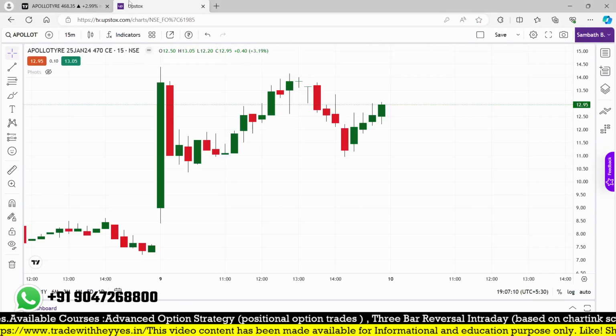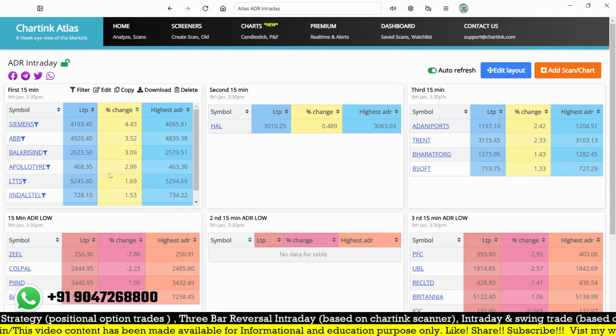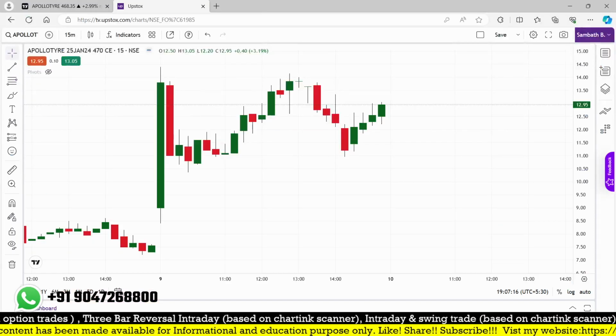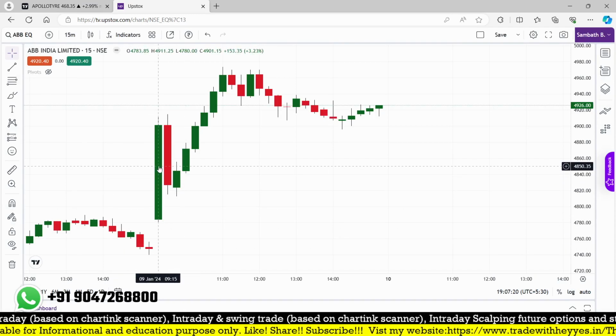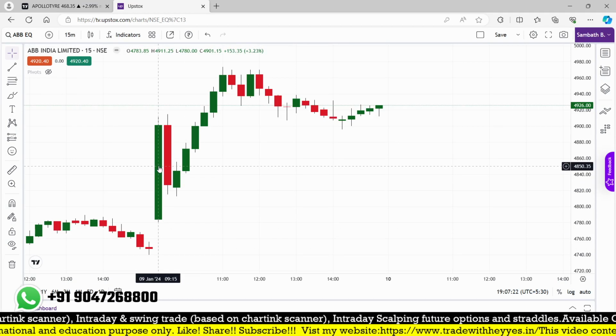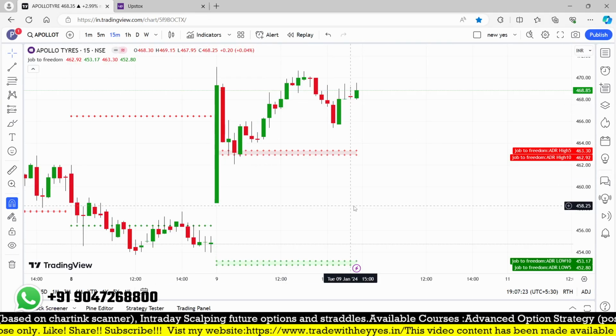Okay, this was not giving you an opportunity. One or two stocks I have seen with this scanner. So in the first 15 minutes, ABB was working good today. You need to check whether it is liquid or not. So you can look at this ABB 4900, and immediately the next candle triggers, and I will show you here.